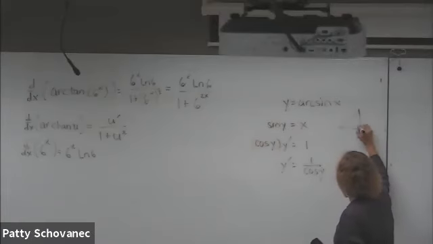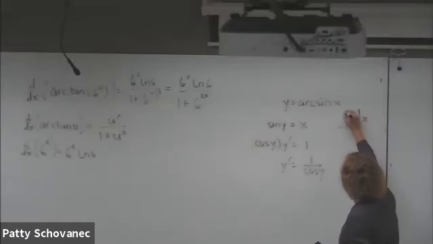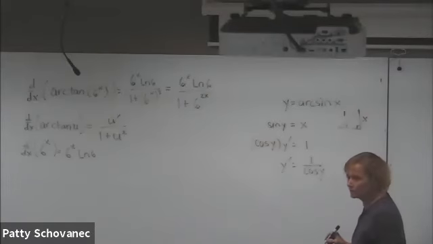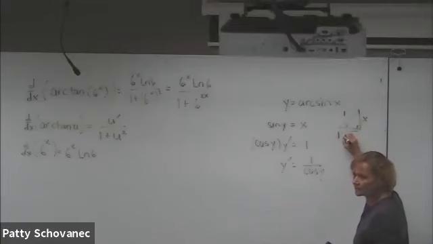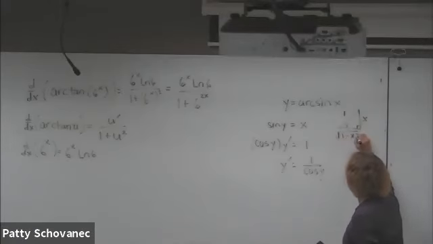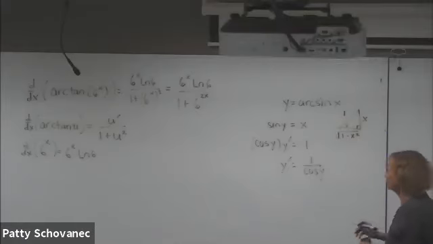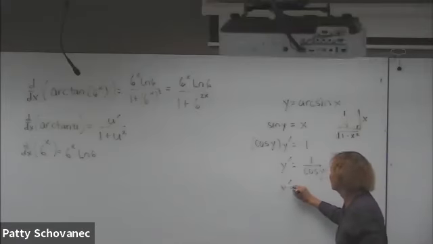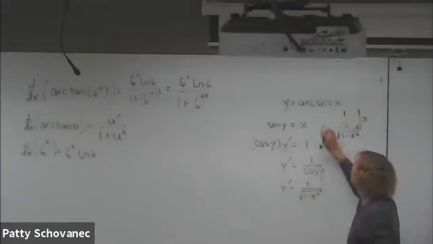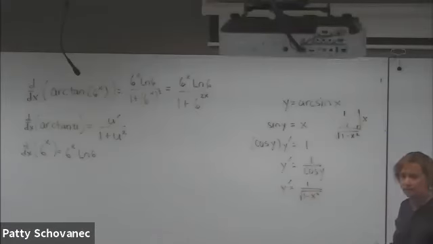This is the right triangle here, and this is angle y. Sine is opposite over the hypotenuse. What's going to be the length of this side? The square root of 1 minus x squared. And that's going to be the cosine of y, because it's adjacent over the hypotenuse. So that gives me the derivative of the arcsine. So if you forget, you can always do implicit differentiation.